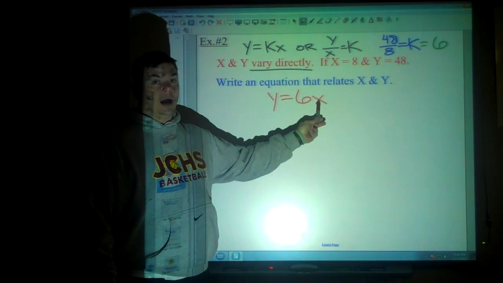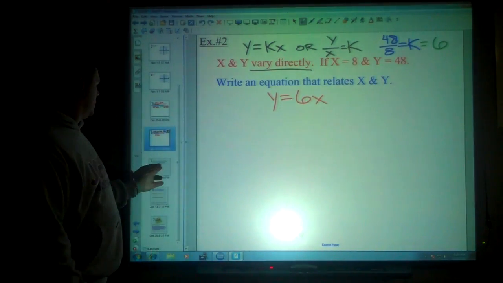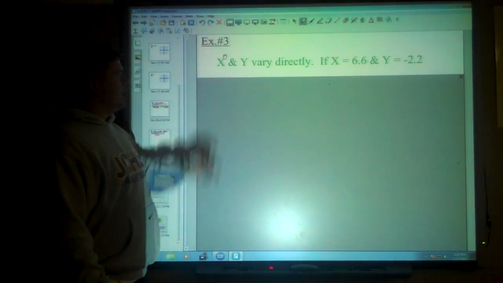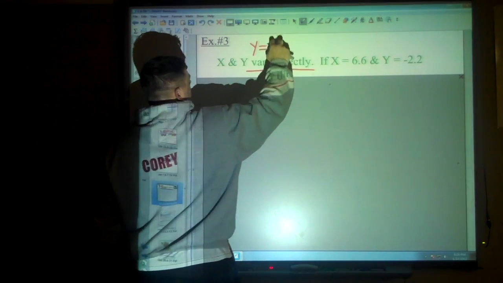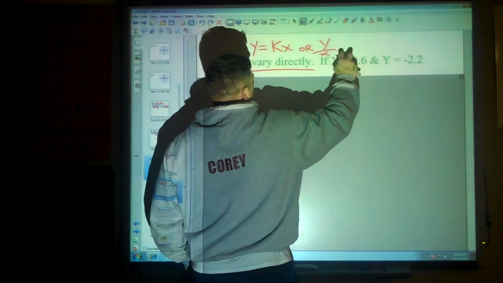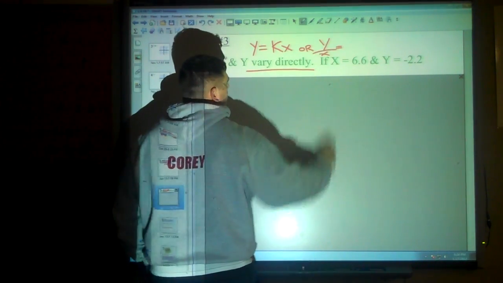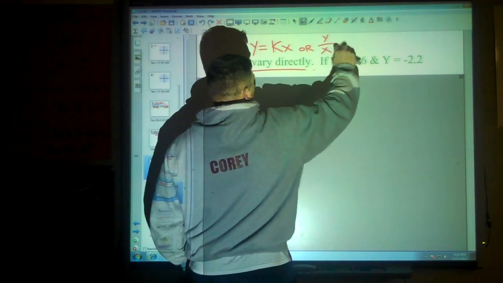Notice that y and x are y and x. We do not put the values 8 and 48 in our final answer. Alright? X and y vary directly. So once again, y equals k times x, or y over x is equal to k.